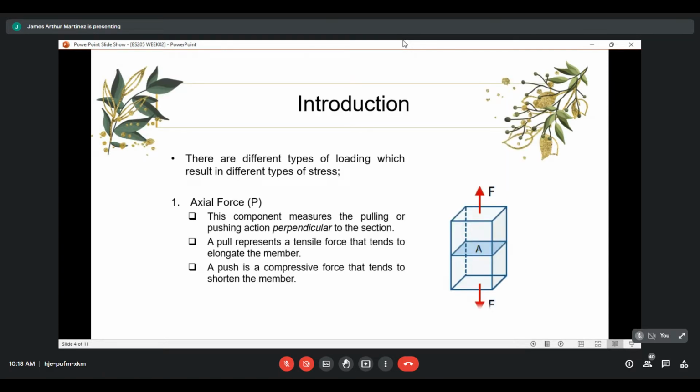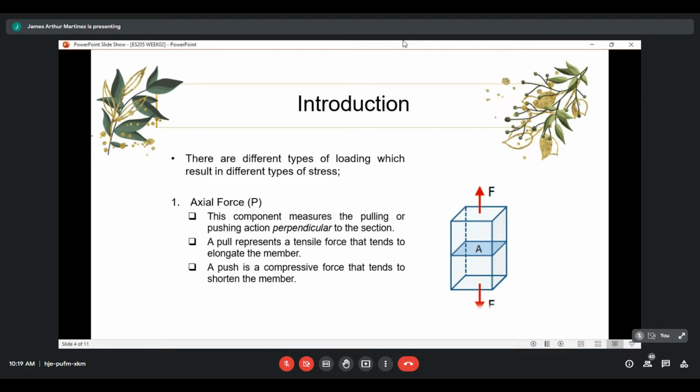So there are different types of loadings and results in different types of stress. So first we have the axial force. Axial force is denoted as letter P. So this component measures the pulling or pushing action perpendicular to this section. So a pull represents a tensile force that tends to elongate the member, and a push is a compressive force that tends to shorten the member.